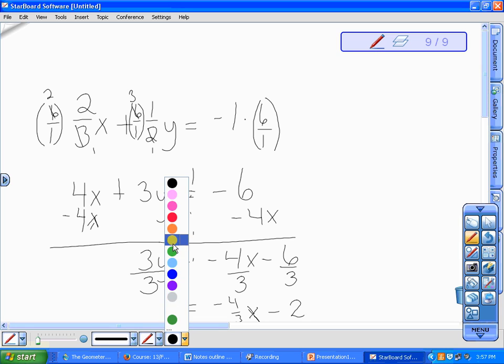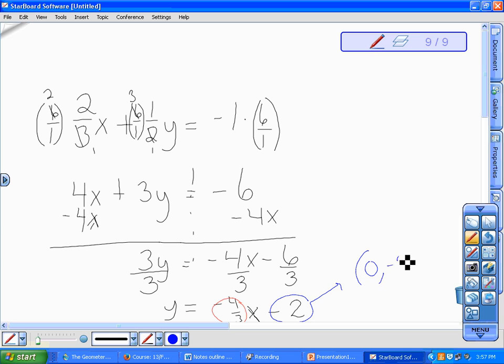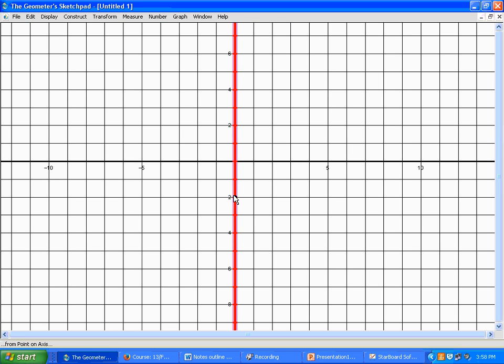The slope of this linear equation is -4/3. The y-intercept of this linear equation is 0, -2. We will finish this video lecture with a graph of this linear equation. I am going to start by plotting the 0, -2 on the y-axis first, followed by my slope of -4/3. 0, -2 is here. Rise -4. Run +3.